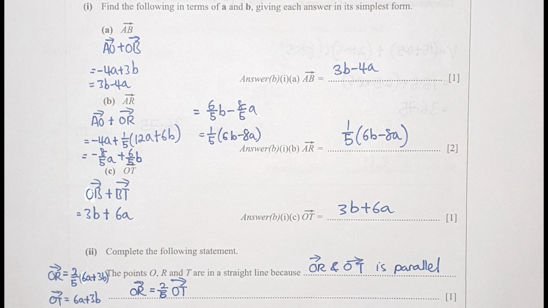For you to identify AR, we'll be using AO plus OR here. As given, OR's value is actually 1 over 5 bracket 12A plus 6B. Run the calculation, you should get 6 over 5B minus 8 over 5A. So I further rearrange it into 1 over 5 bracket 6B minus 8A. And for you to identify OT's value, we'll be going through OB plus BT, which is 3B plus 6A.